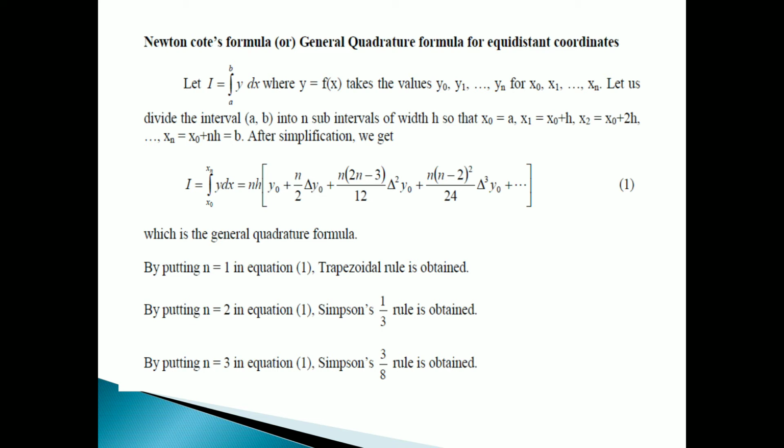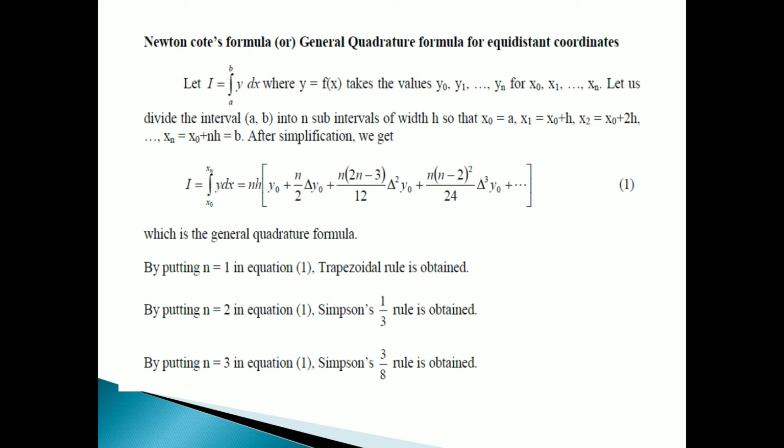which is equal to b. After simplification we get the value of integration, which is equal to nh into [y0 plus n by 2 delta y0 plus n into (2n minus 3) upon 12 delta square y0 plus n into (n minus 2) whole square upon 24 delta cube of y0 plus and so on], called equation number 1, which is the general Newton's Cotes quadrature formula.